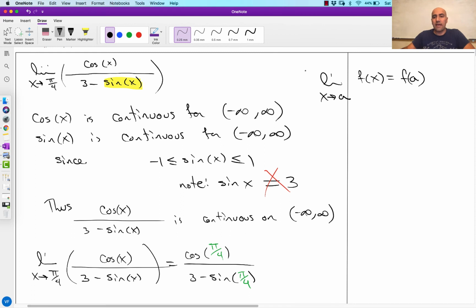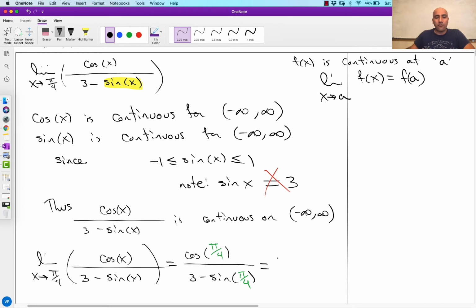So this means that f of x is continuous at a. F of x is continuous at a if this is true. Okay, so we've established that it's continuous there, so we can just evaluate it there. Then in this case, we can simplify it a little bit more without the use of a calculator because this is one of our special triangles.